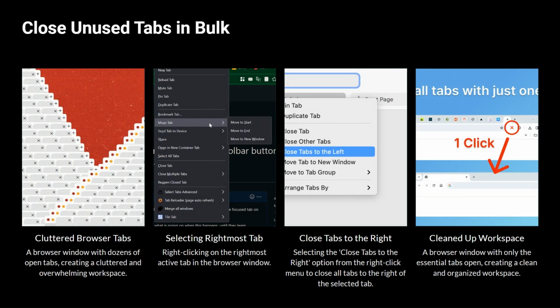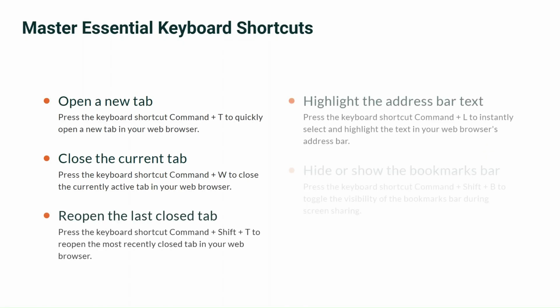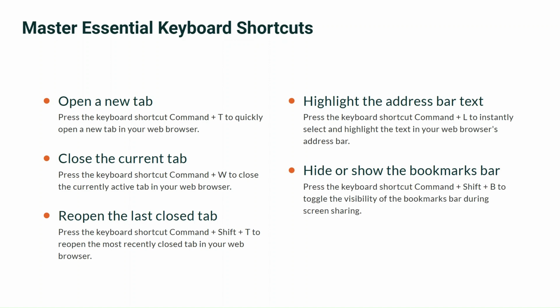Master essential keyboard shortcuts. CMD plus T: open a new tab. CMD plus W: close the current tab. CMD plus Shift plus T: reopen the last closed tab. CMD plus L: highlight the address bar text. CMD plus Shift plus B: hide or show the bookmarks bar during screen sharing.